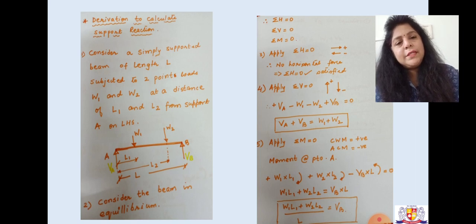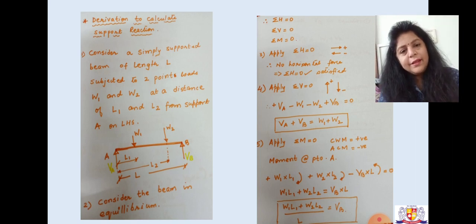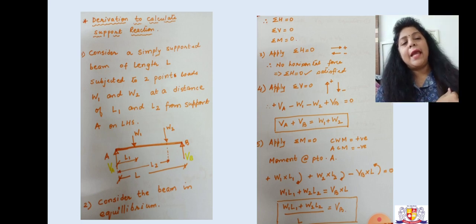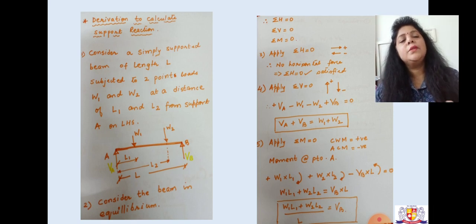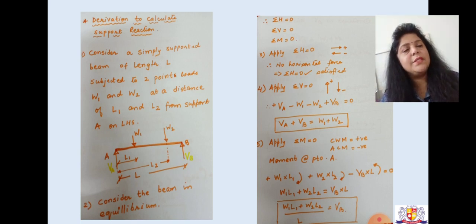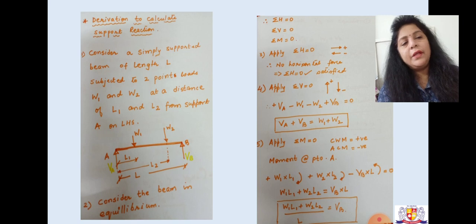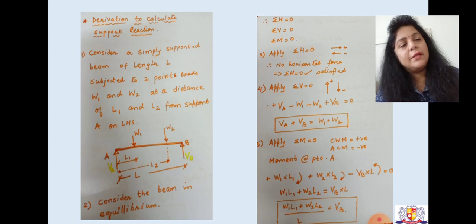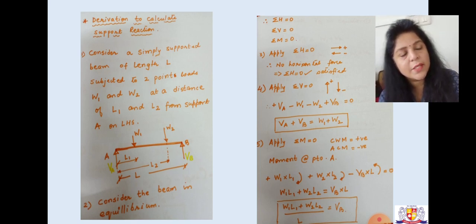Okay, so now if we see in the diagram, VA, that is the reaction at support A, is in the upward direction, so it is positive. Then W1 is in the downward direction, so it is negative. W2 is in the downward direction, negative. And VB in the upward direction, that is the reaction at the support, so it is also considered positive. So what equation do we get? VA plus VB is equal to W1 plus W2.